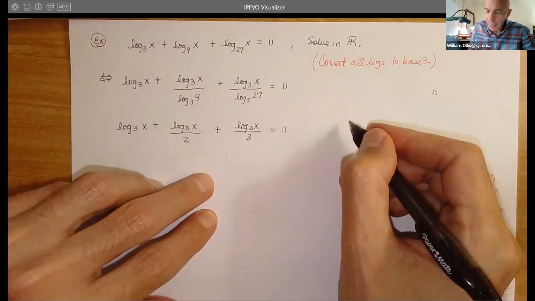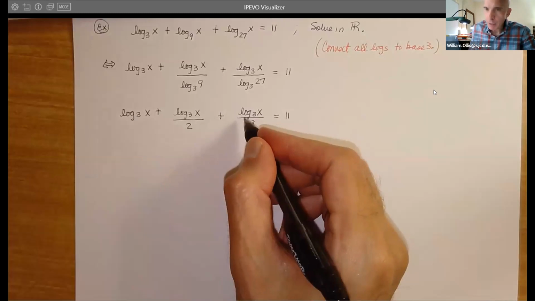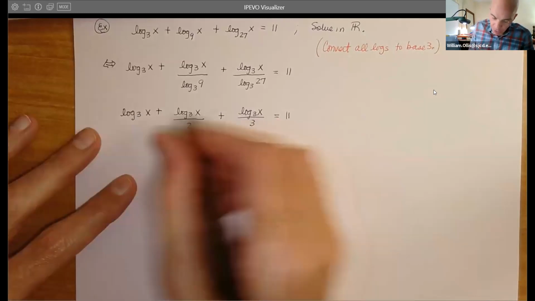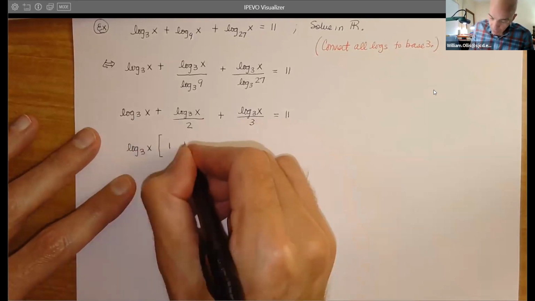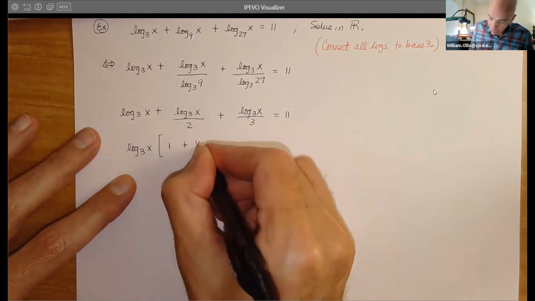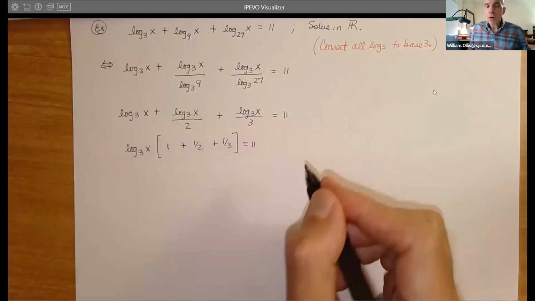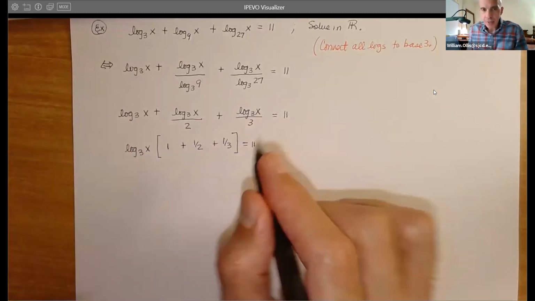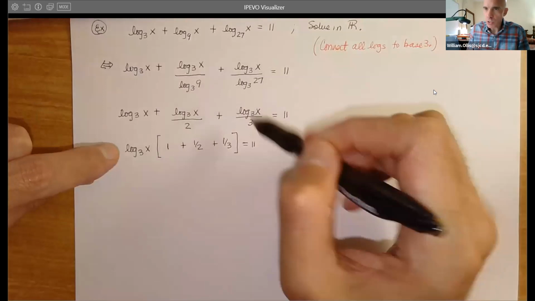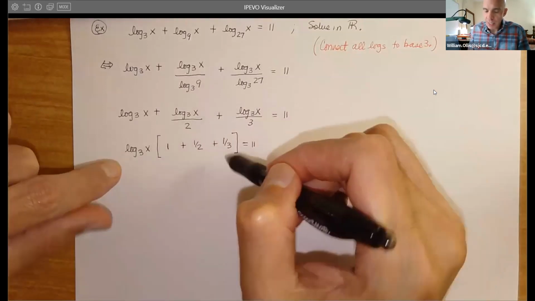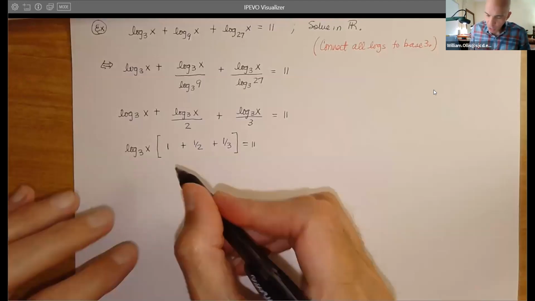So now you can see that we just have one logarithm, one base, and we can factor. So base 3 logarithm of x is common to all of these terms. So we have 1 plus 1/2 plus 1/3 equals 11. Now, when you look at this and you think about this, you're seeing, okay, this was not a bad way to go because the numbers aren't so difficult. And now we're just going to end up with a logarithm equation with one logarithm, and we know how to do that. So let's go ahead and simplify.